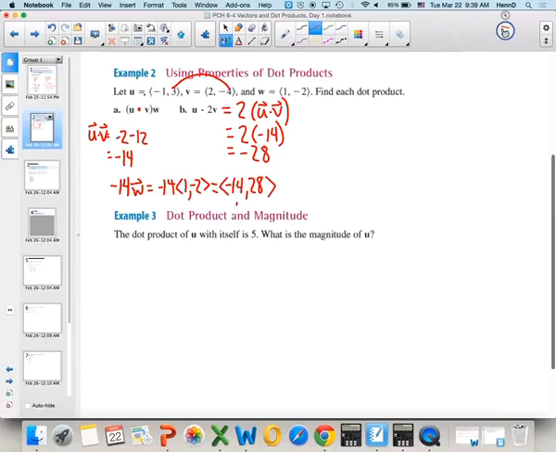Here we are given this statement. The dot product of U with itself is 5. In other words, U dot U equals 5. So the question is, what is the magnitude of U? Root 5, yeah. This is, using the property above, the magnitude squared. So the magnitude of U must be the square root of 5.